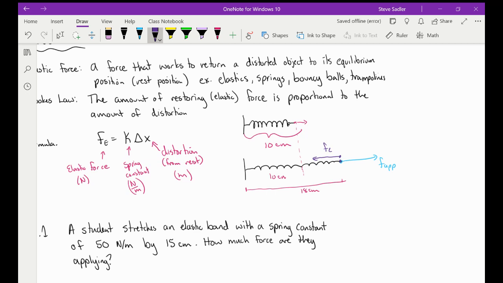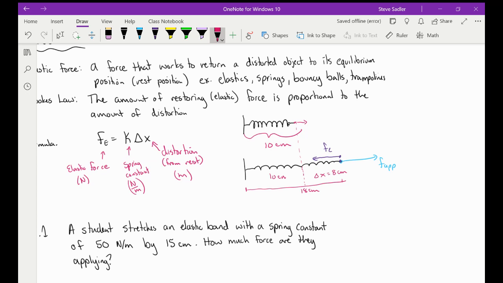So the applied force I have to apply is the same as the elastic force. The K value is given to you, and the delta X, the distortion, isn't 18 centimeters. It is from rest, which was 10. It is this part right here. So delta X would be 8 centimeters. I've distorted it 8 centimeters. Resting length is 10. I've created a spring that's 18, or I've pulled it until it's 18 centimeters.